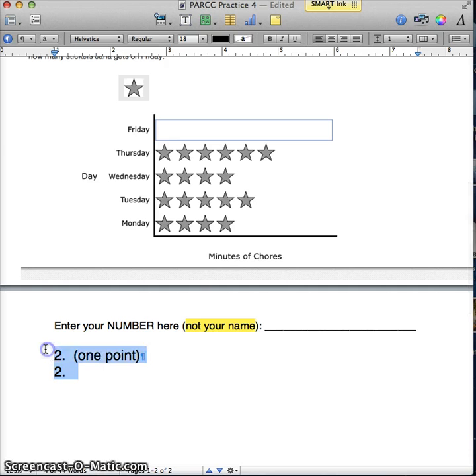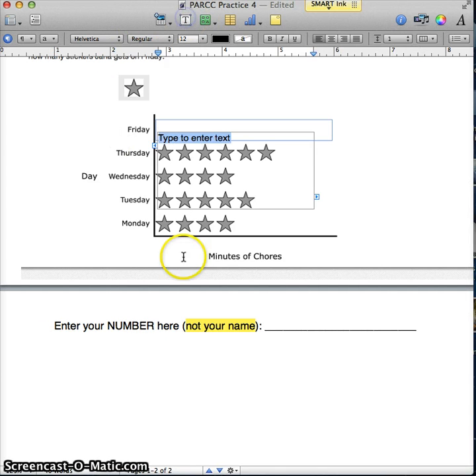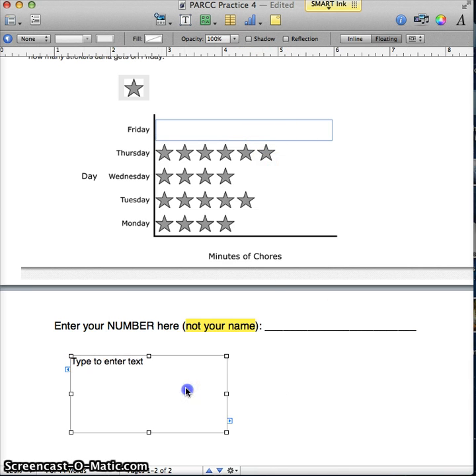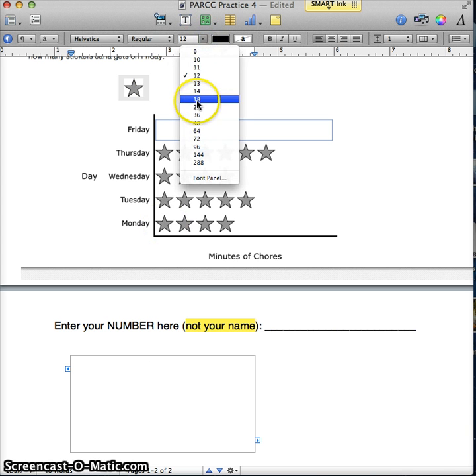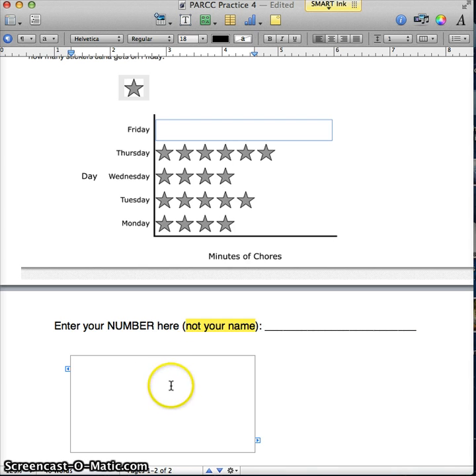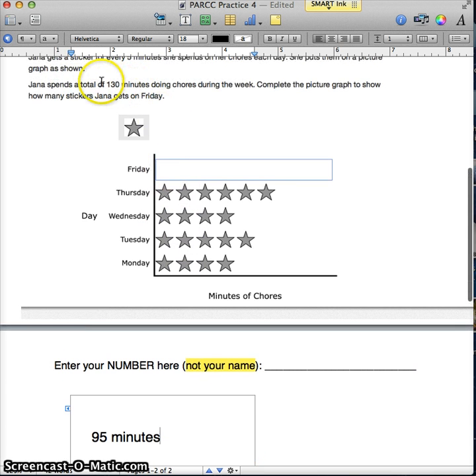Let's go down here. Let's make ourselves a scratch box to write in. You probably already have scratch paper. We know she has spent 95 minutes because we counted. So we know she's spent 95 Monday through Thursday. We don't know how many minutes she has spent on Friday, but we do know that she spent 130 minutes all week. So how could we figure out how many minutes are left on Friday?